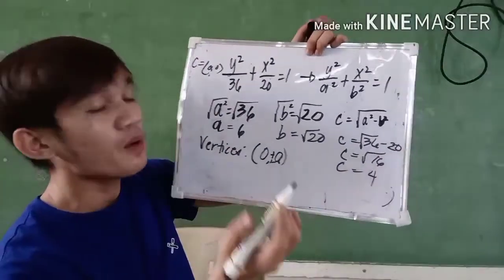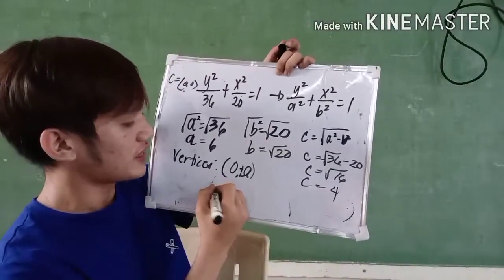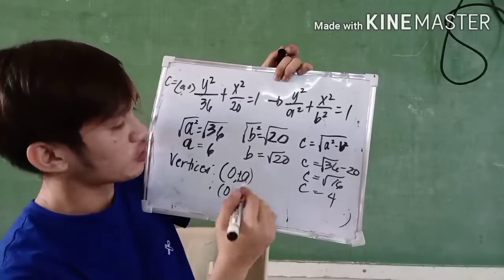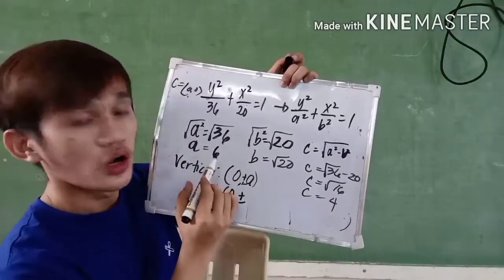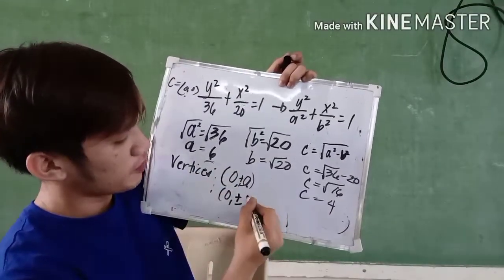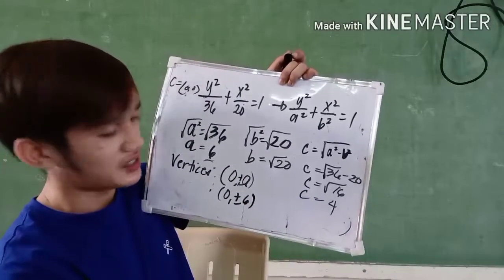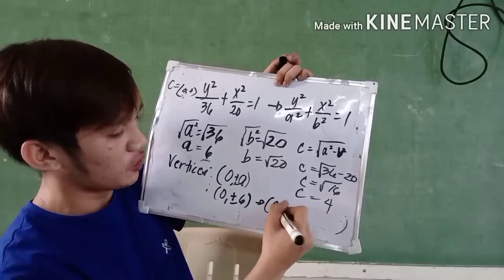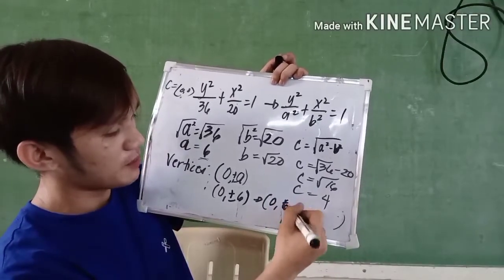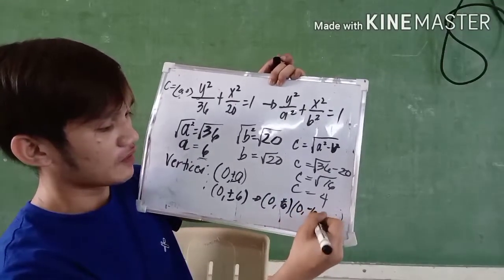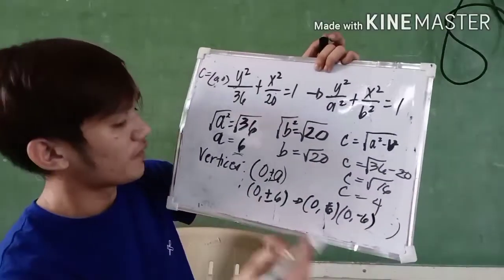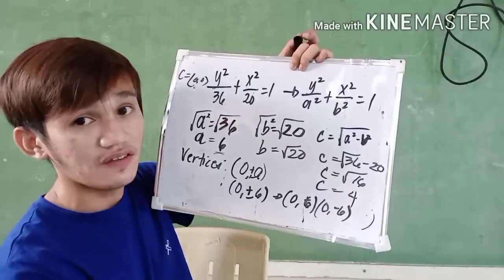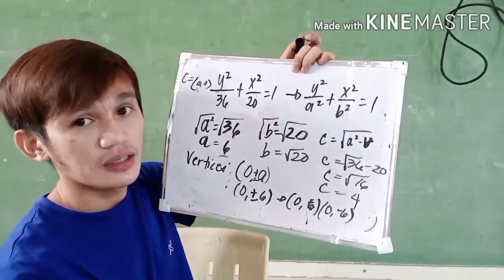So now, para makuha natin si vertices natin, you have here 0 plus or minus, what is the value of your a? Your a is 6. So this will be plus or minus 6. Now, this 0 plus or minus 6 means 0 plus positive 6 and 0 negative 6. So the coordinates of the vertices are actually 0, 6 and 0, negative 6. As simple as that.